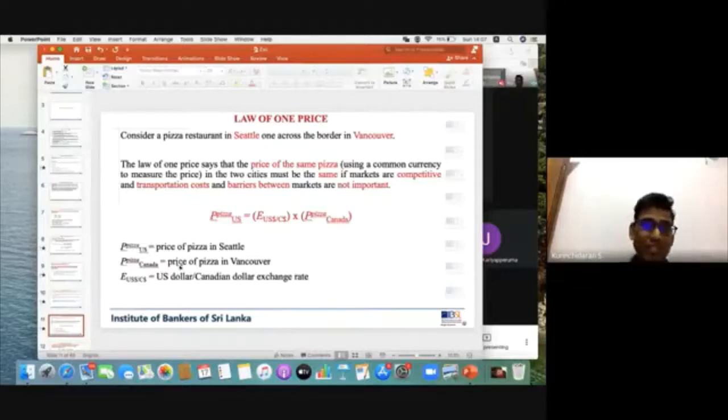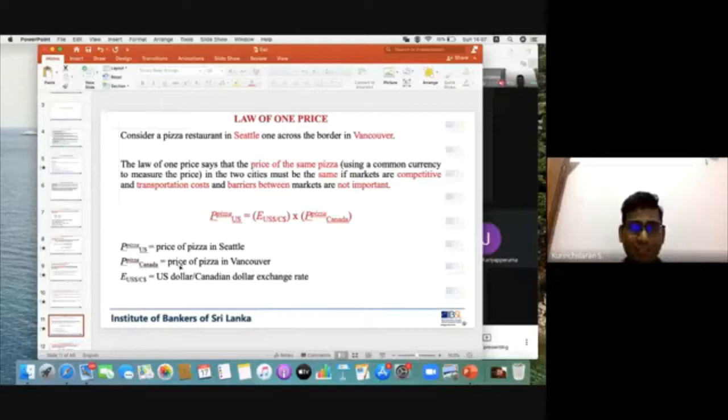So now Seattle is in USA, Vancouver is in Canada, very close to the USA-Canada border. So according to the law of one price, if the pizza is the same and the restaurant is identical, and if the markets are competitive, and the transportation cost and other barriers are not so important, then both pizzas should be sold at one price.